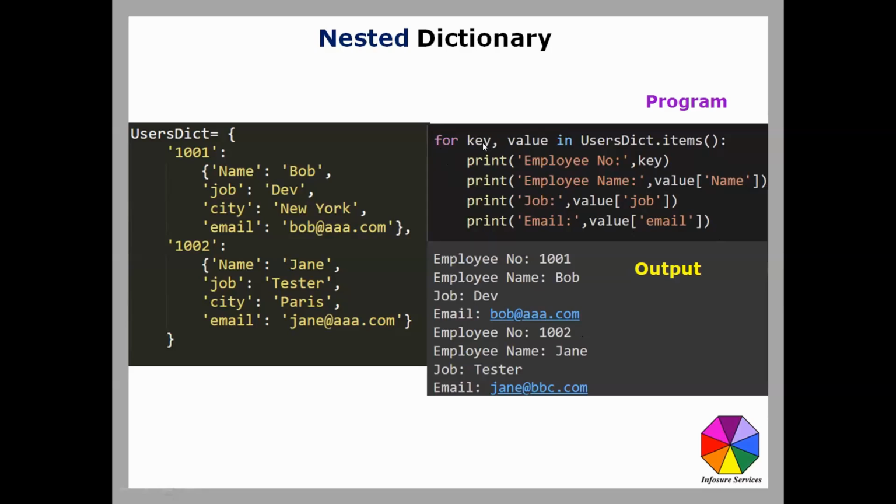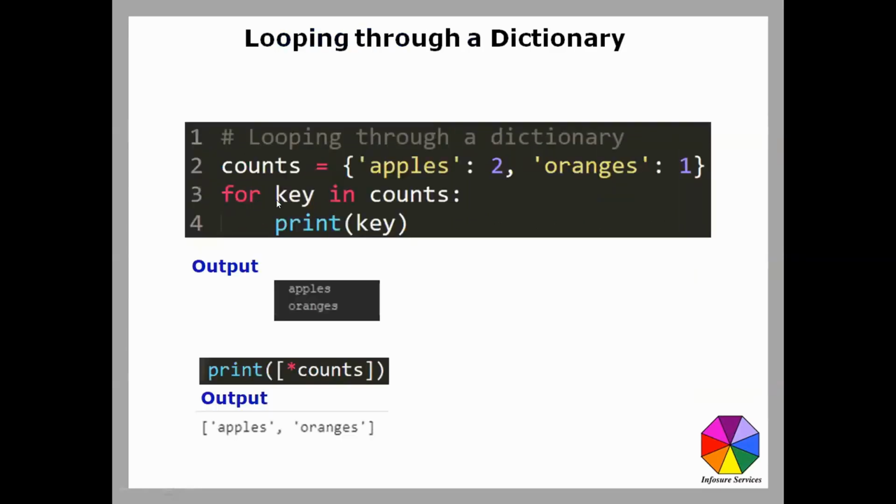This need not have these exact names. For key, value can also be for k, v or any names. The two names you pick will automatically adjust to this key and this whole inner dictionary as values. Dictionaries can loop through the keys: for key in counts. At that time, we are not using the value. Then you can just loop through the keys with the name of the dictionary itself.